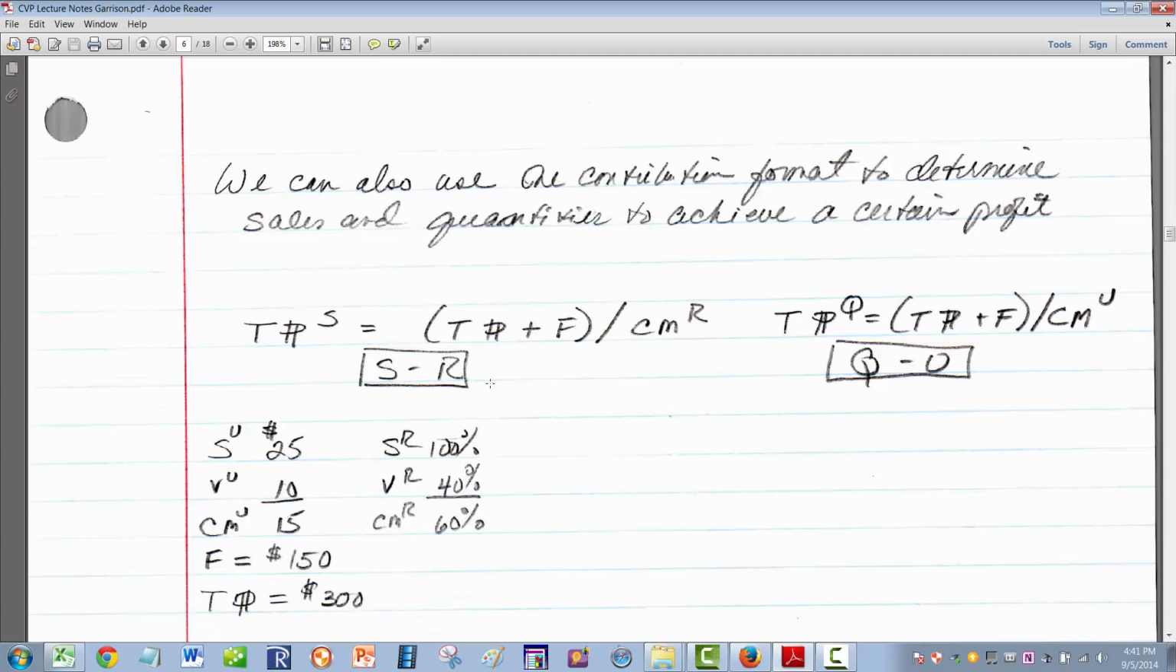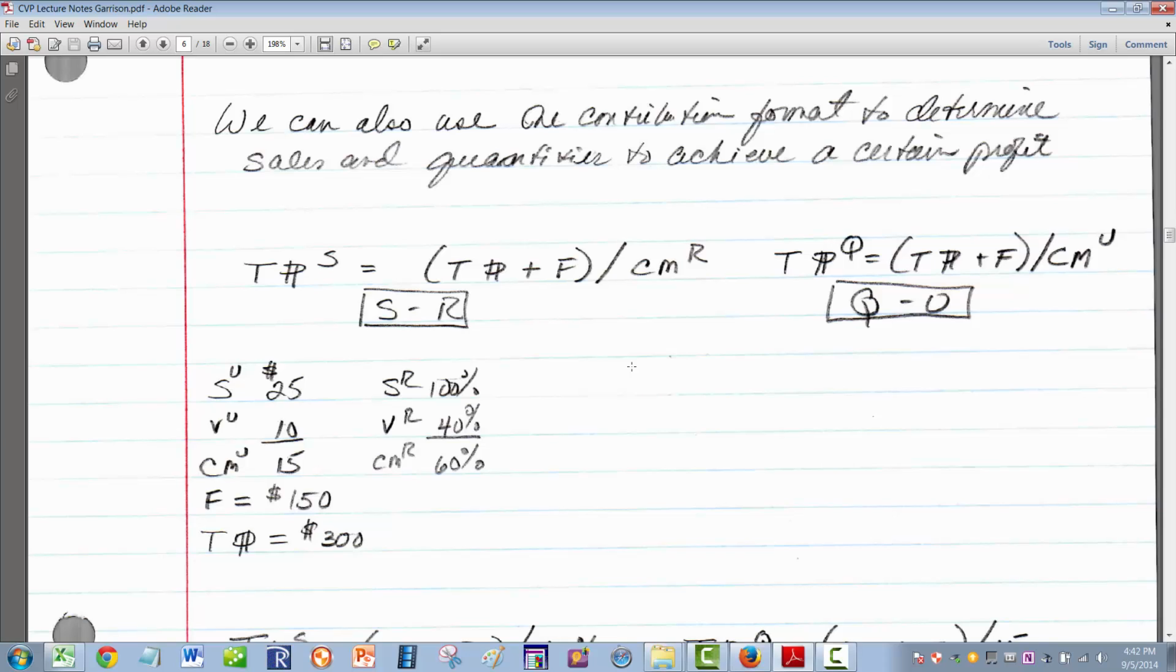You can also use the contribution format to determine sales and quantities to achieve a certain profit. Okay, so now your company's established. You're always going to break even, but now you want to target a certain profit. Say you as an owner, remember owners or sole proprietors can't give themselves a salary, but they can withdraw money from the company and record it under withdrawals, and in a corporation under dividends. So now you want to be able to take a certain amount out. So now you're going to start toying around with, what do I need to sell in order to achieve a certain profit so I can get a certain amount of money back? So in this example, the target profit the owner wants to get back is $300.